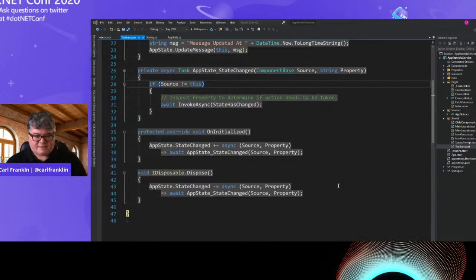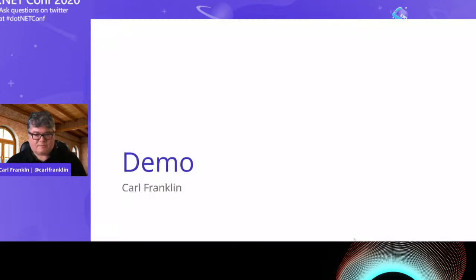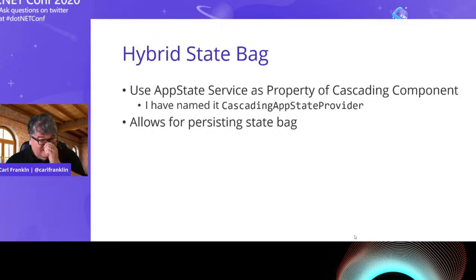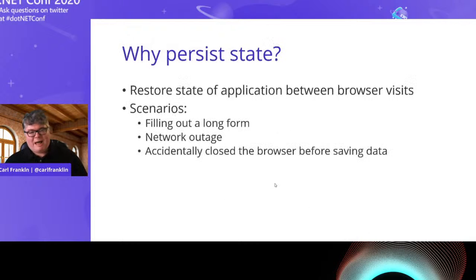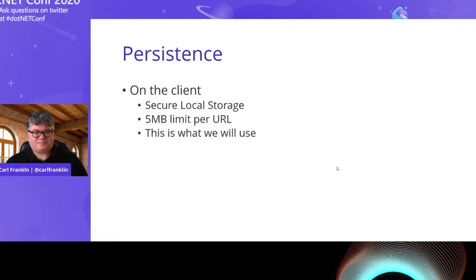All right, let's get back to here. So the hybrid state bag uses the app state service as a property of the cascading component, and it allows for persisting the state bag. Now, why persist? You want to restore the state of the application between browser visits. One scenario is filling out a long form. How many times have you had to fill out a form, and then when you're almost done it asks, what was your median income in this year? And you have to go look it up, you come back and it's timed out. Or you have a network outage, or you accidentally close the browser, that kind of stuff.